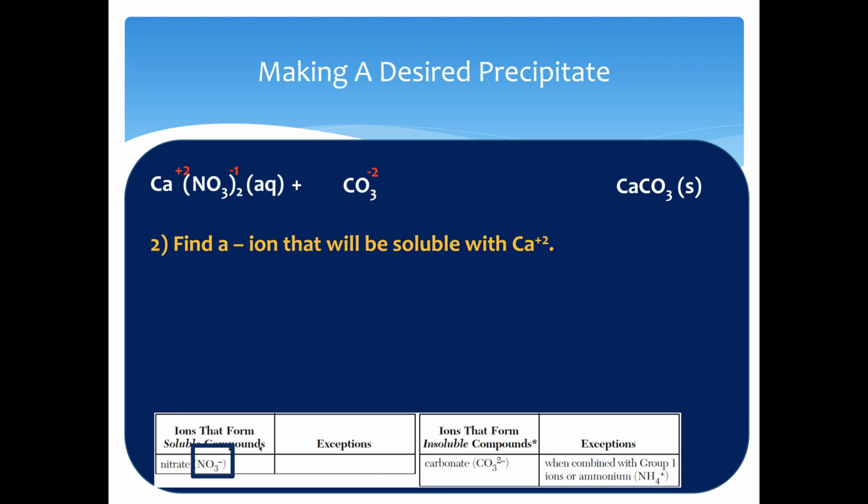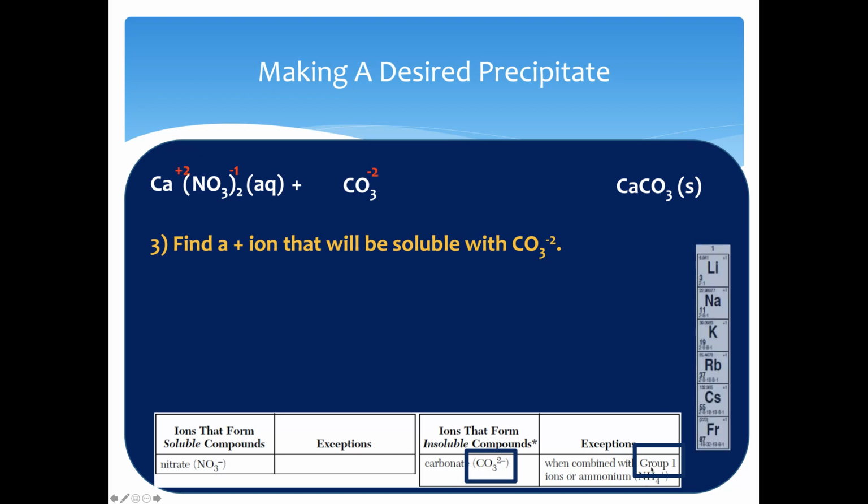Now, what about carbonate? Carbonate's trickier because carbonate's insoluble. You want an exception to that because you want our first substance to be soluble. So let's find a positive ion that will be soluble with carbonate. Well, we could use ammonium or any group 1 ion.